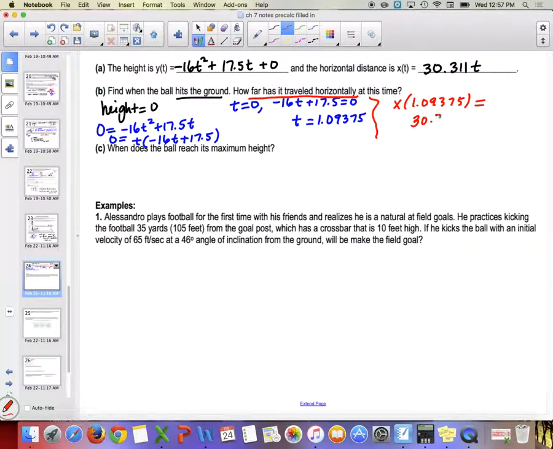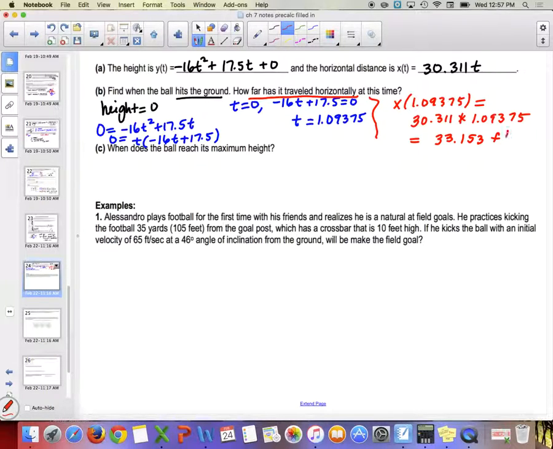So 30.311 times 1.09375. Keep that number in your calculator and just multiply by 30.311. You could have stored your 30.311 number, that would have been a little bit better, but that's okay. So 33.153.